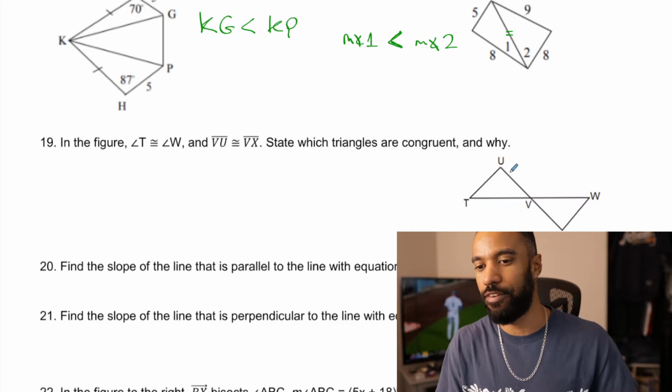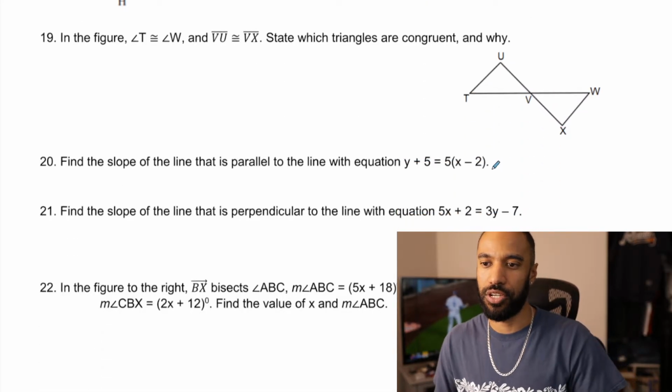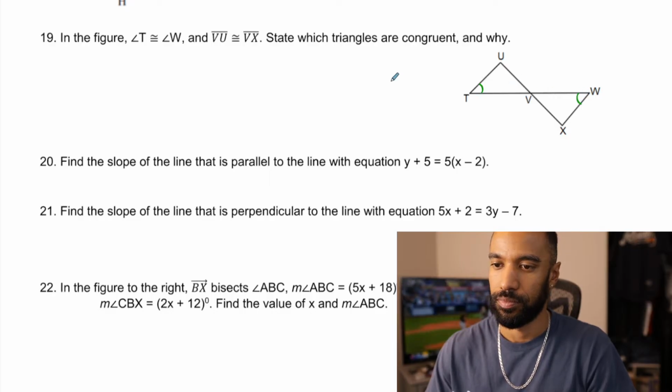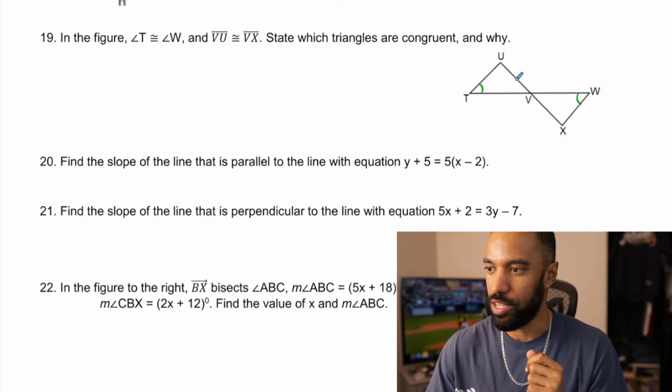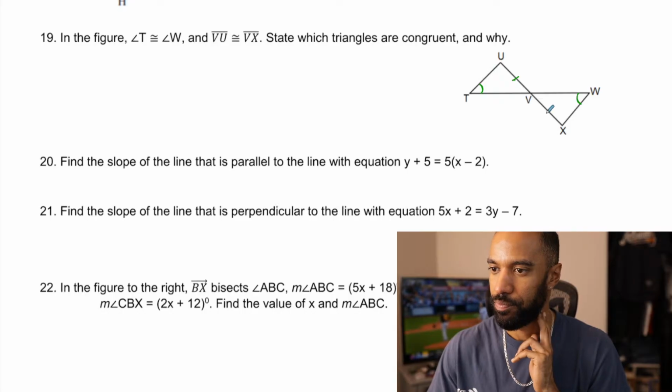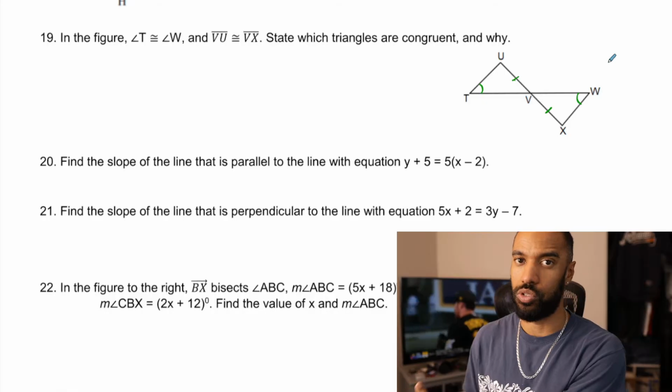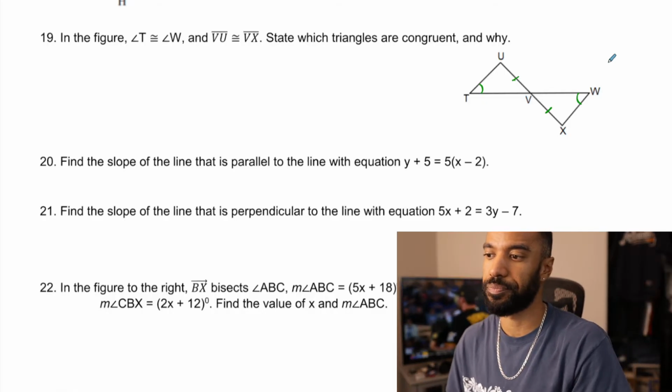Okay, number 19. In the figure, angle T is congruent to angle W. And segment VU is congruent to segment VX. State which triangles are congruent and why. So we can do a proof without needing to do the documented 2-column proof format.